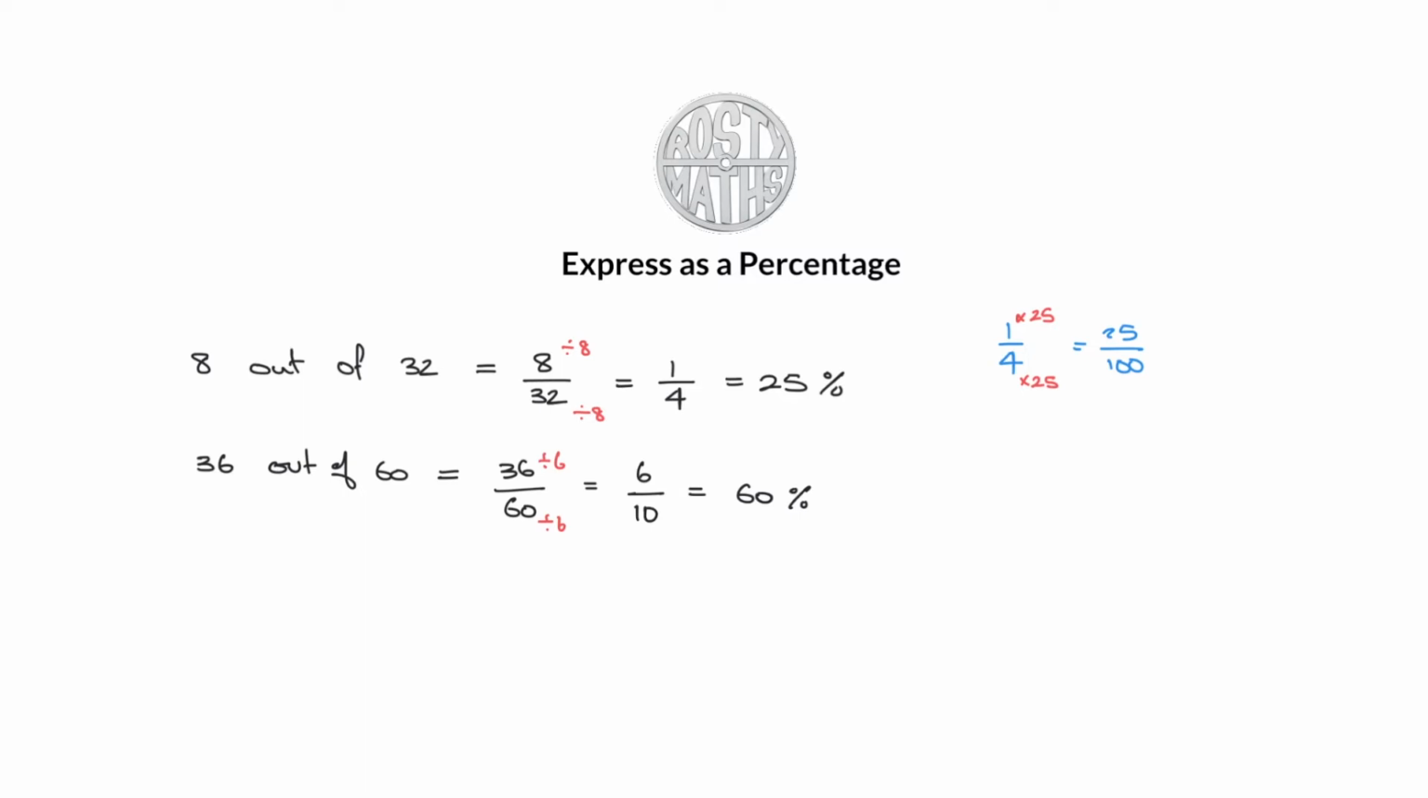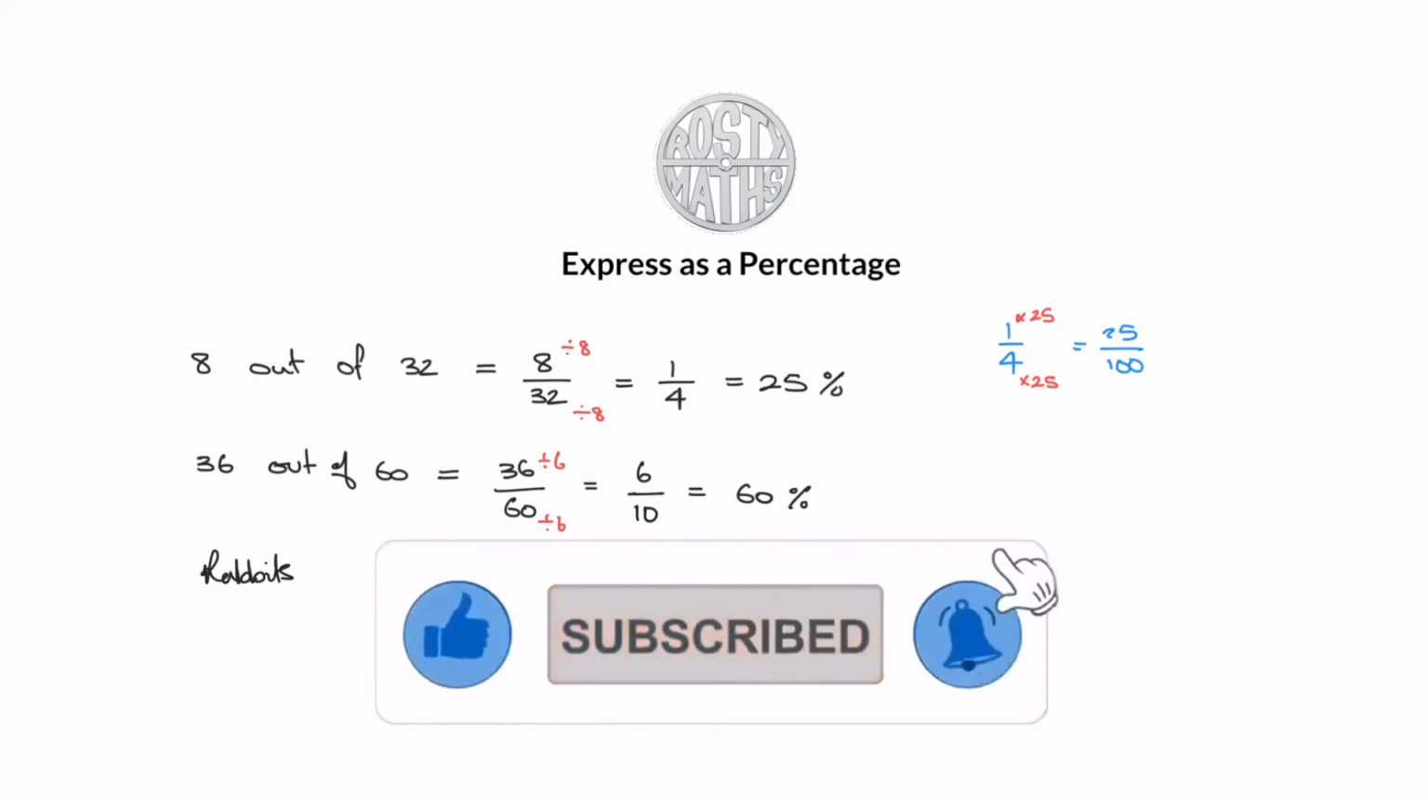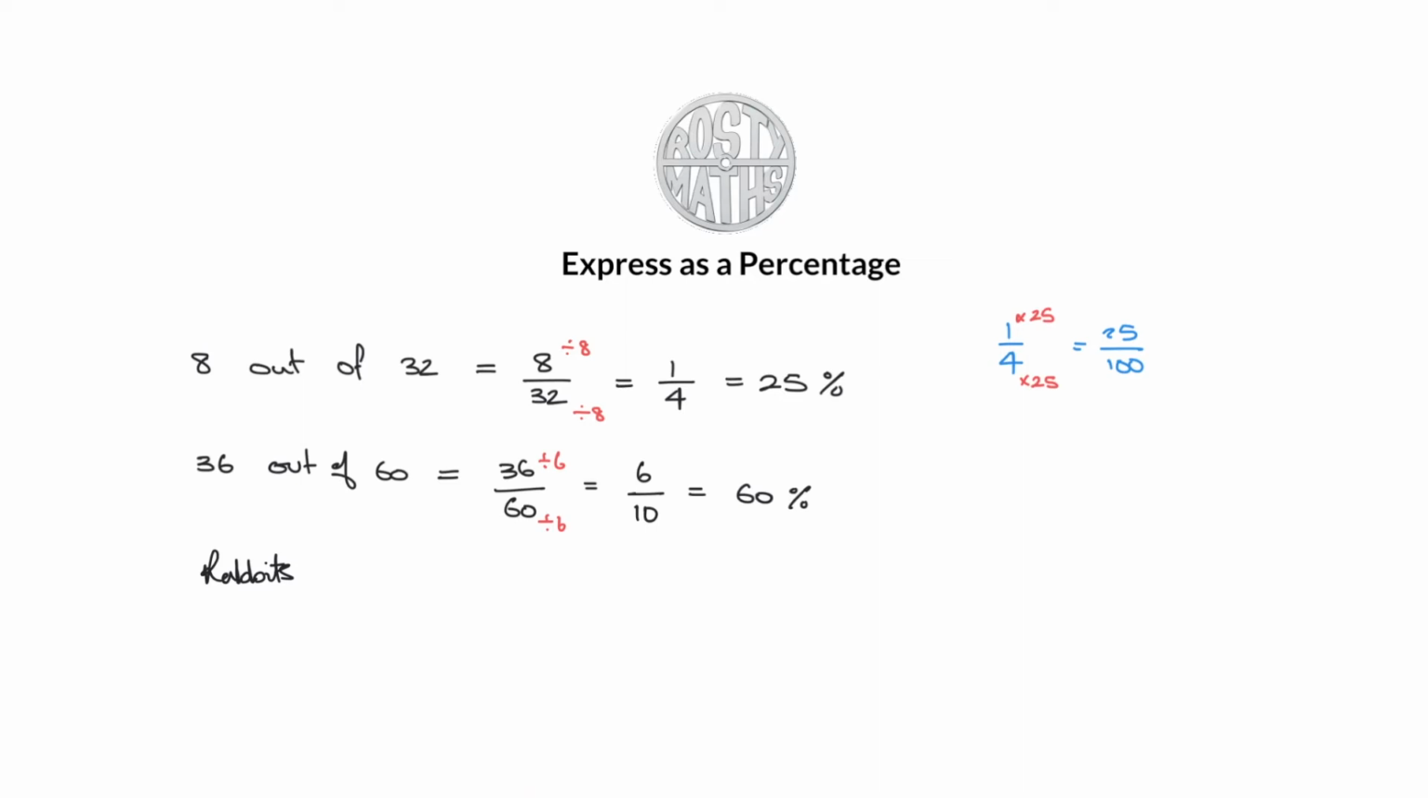Okay? Now let's talk a little bit about percentage change. So I am going to start off by looking at some rabbits. Somebody bought some rabbits, and let's go for a nice number. Let's say they bought 80 rabbits, and then after 2 months, they now have 100 rabbits in the pen. What is the percentage change? By how much has the number of rabbits changed?